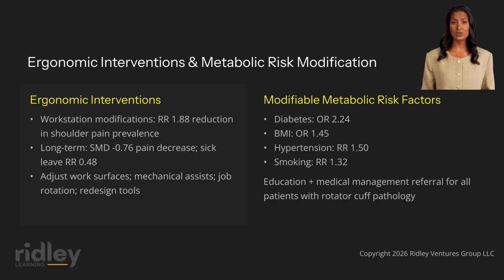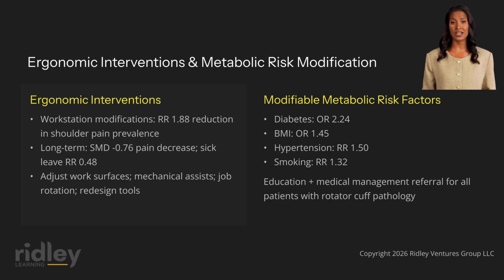Practical strategies include adjusting work surface heights to minimize overhead reaching, using mechanical assists to bring work into the neutral shoulder zone, implementing job rotation to distribute high-demand tasks, and redesigning tools to reduce force requirements.